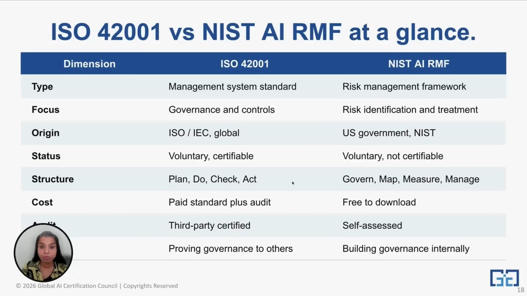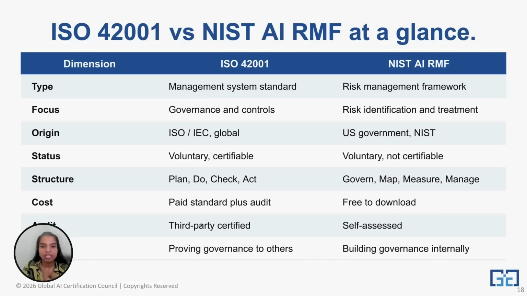ISO 42001 follows the PDCA cycle: plan, do, check, and act. RMF follows govern, map, measure, and manage. The cost for ISO 42001 is actually paid, plus the audit, the implementation, even to get certified, there is a cost involved, whereas RMF is actually free to download and you can implement. For audit, we need a third-party certified person to audit. That's why we need an ISO 42001 lead auditor or senior lead auditor to do it. For NIST, it's self-assessed. As long as you have someone in your organization who can implement it, they can assess it on their own.